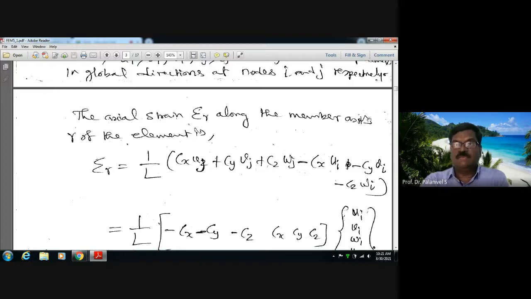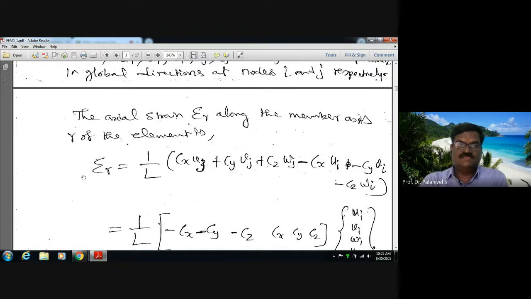Epsilon r along the member axis of the element is, as I told you, change in length divided by L. Epsilon r is equal to the change in length we obtained just now, that I have written here: cx uj plus cy vj plus cz wj minus, within bracket, cx ui, minus cy vi, minus cz wi. I have taken the minus inside. Divided by L.